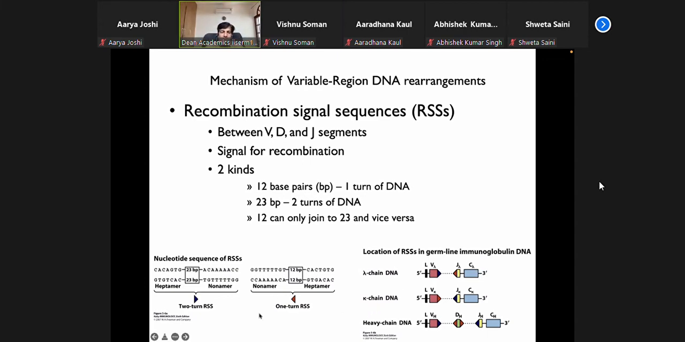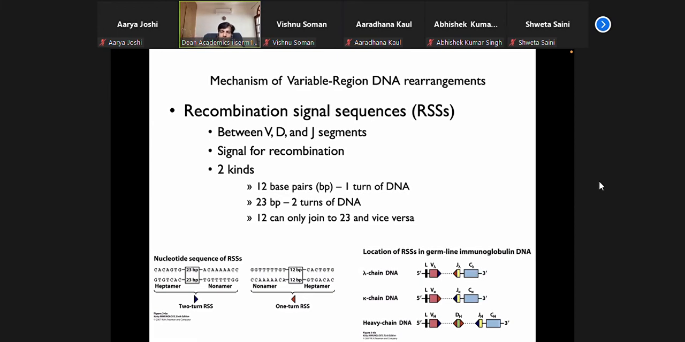So it's always a 1-turn and 2-turn rule. A 1-turn cannot combine with a 1-turn, right? So you have to have a 2-turn combined with a 1-turn. For example, in kappa, this is a 1-turn here, so obviously it can only combine with a segment which has a 2-turn sequence.